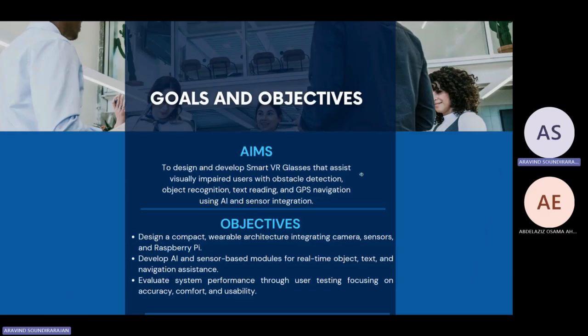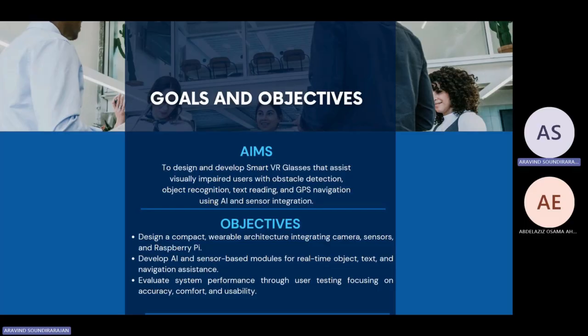Goals and objectives. Aim: the aim of this project is to design and develop smart VR glasses that assist visually impaired users with obstacle detection, object recognition, text reading, GPS navigation, and other assistive features, while making use of AI and sensor integration.